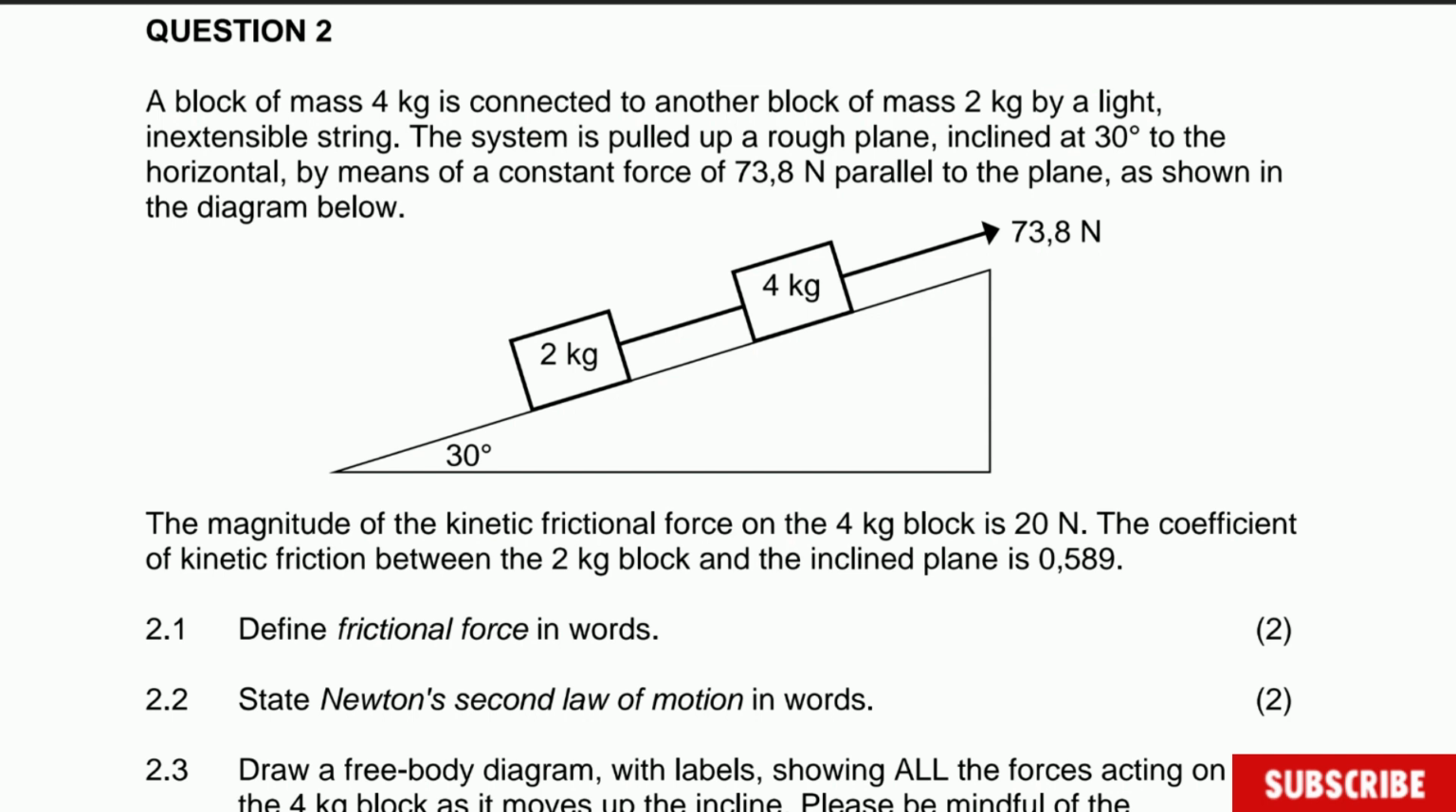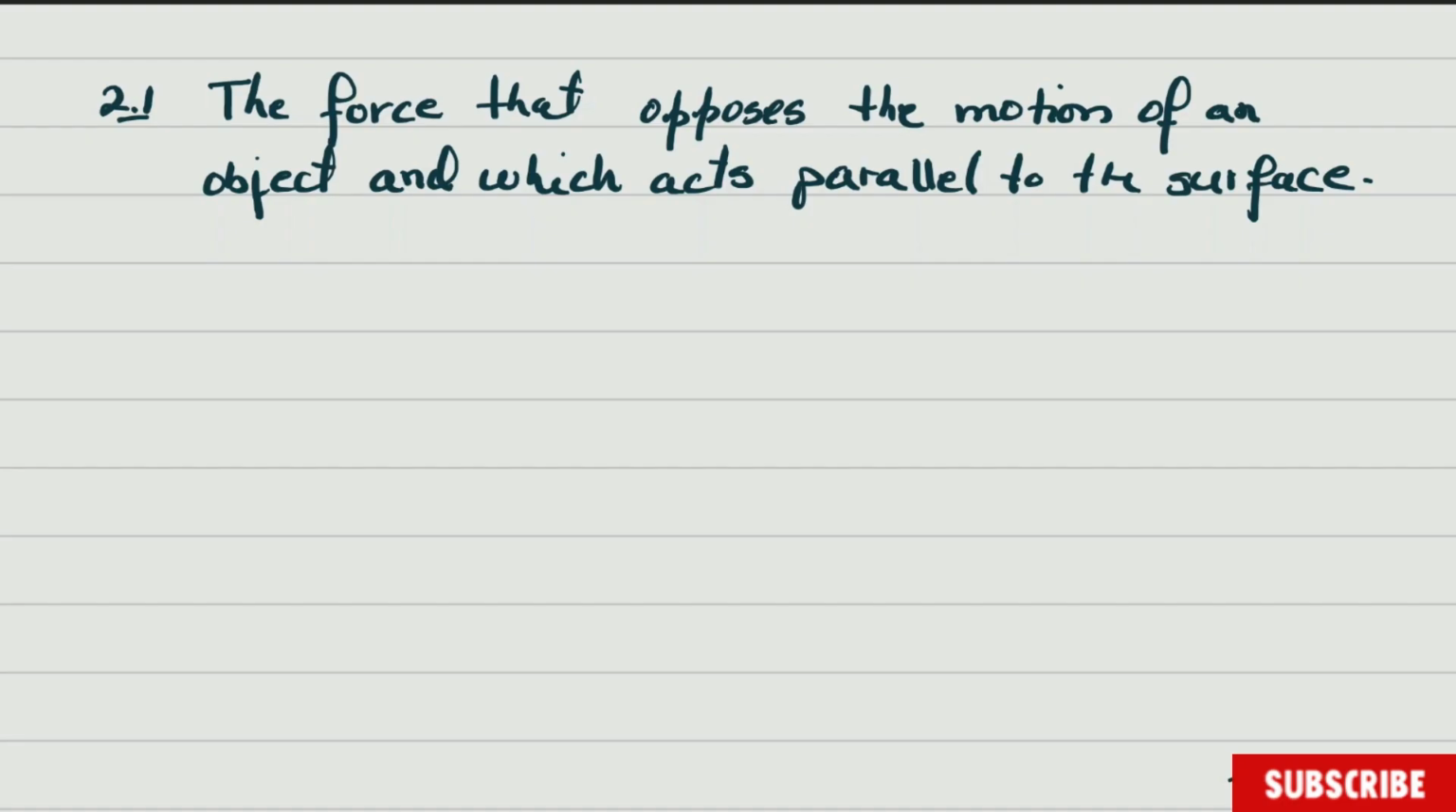The magnitude of the kinetic frictional force on the 4 kg block is 20 Newton. The coefficient of kinetic friction between the 2 kg block and the inclined plane is 0,589. Define frictional force. The frictional force is the force that opposes the motion of an object and which acts parallel to the surface. That is what we call frictional force.